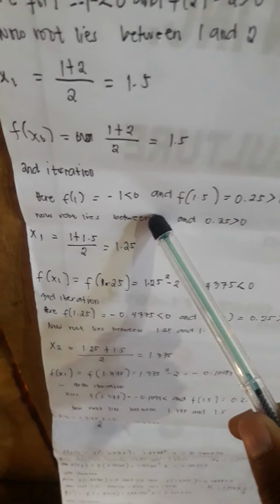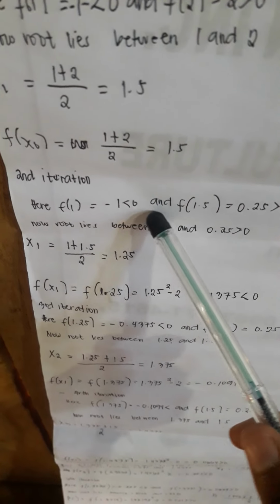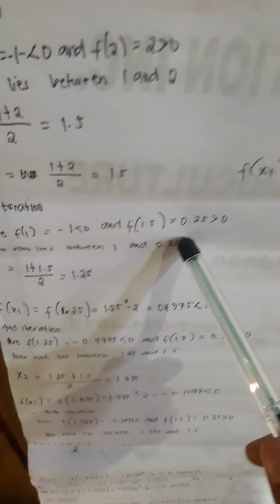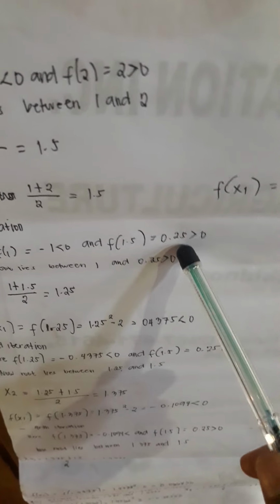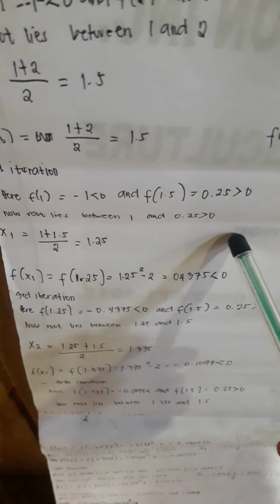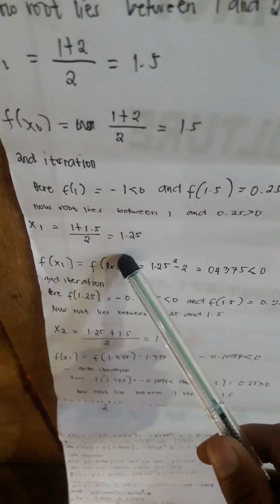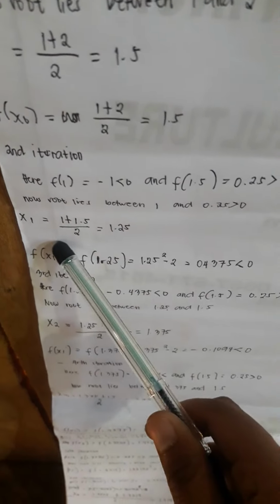Our second iteration: here f of 1 equals negative 1, which is less than 0, and f of 1.5 equals 0.25, which is greater than 0. Now the root lies between 1 and 1.5. x2 equals (1 plus 1.5) over 2 equals 1.25.